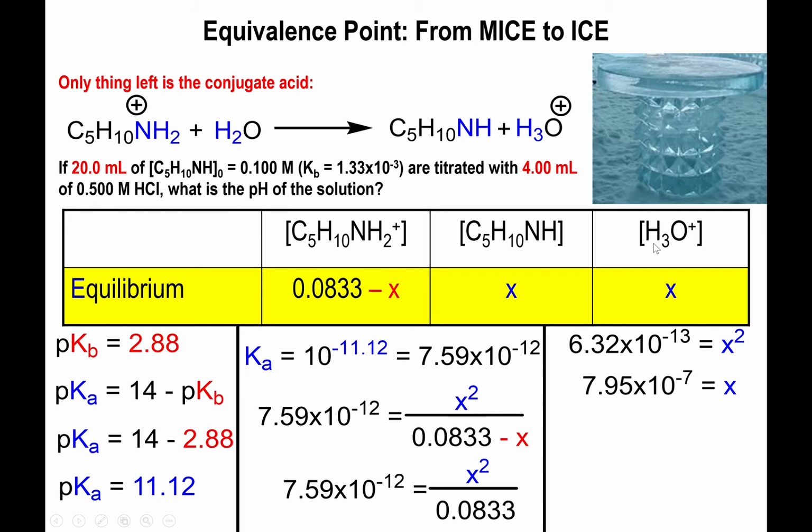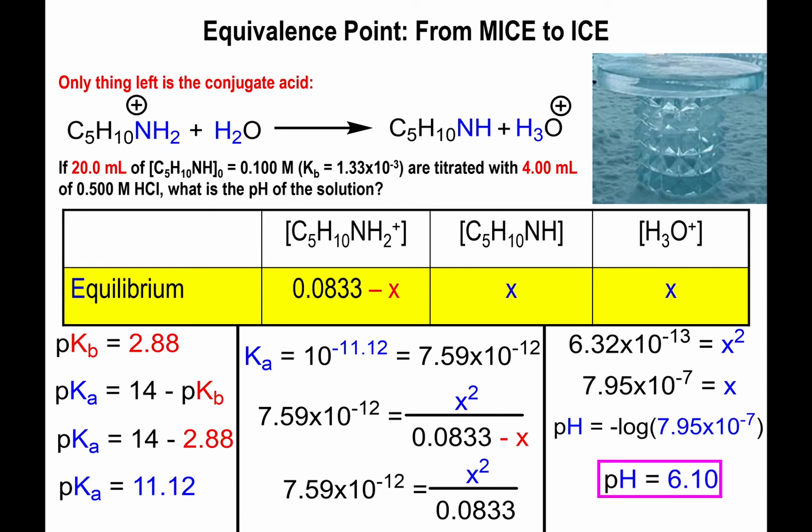Looking at the table, the value of x corresponds to the hydronium concentration. So all you need to do now is take the negative log of it, and that will give you the pH. Because this is the equivalence point of a weak base with a strong acid, we were expecting to get a pH less than 7, and sure enough, the pH we got is in fact less than 7.